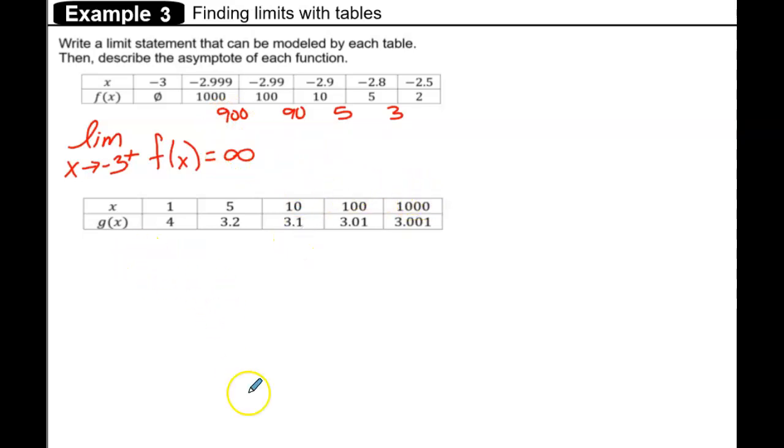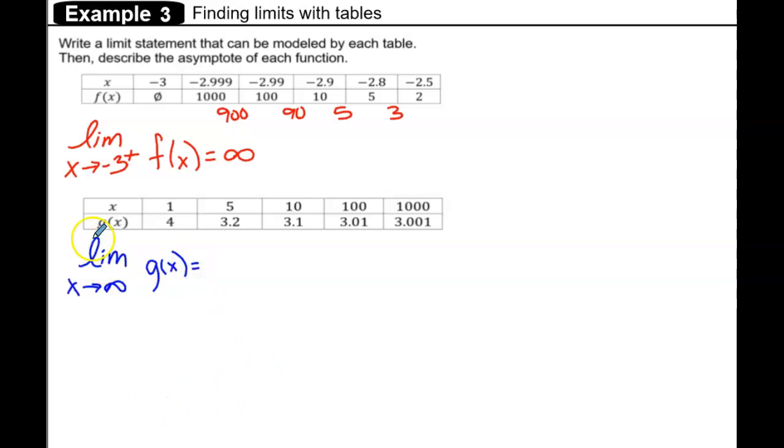When we look at the second table of ordered pairs, now our x values, 1, 5, 10, 100, 1,000, are headed toward positive infinity. We're getting bigger and bigger x values. So this is the limit as x approaches positive infinity. And that's the right end behavior for the function g of x.